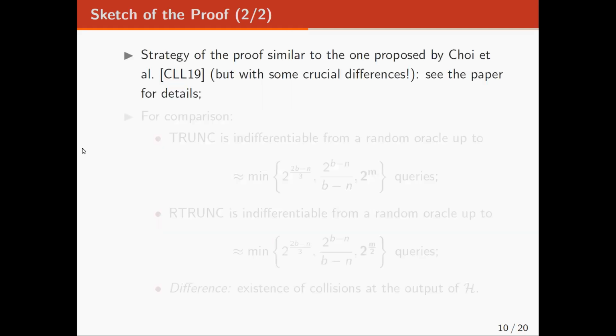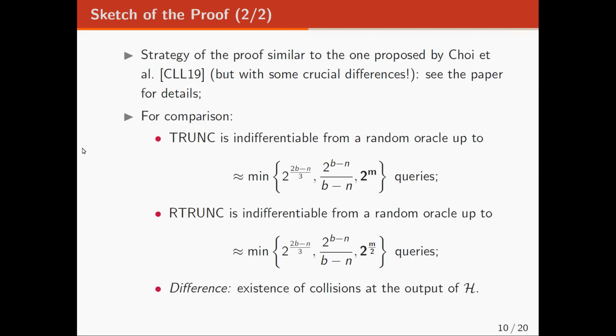So the details are in the paper. As you can imagine, the strategy of the proof is similar to the one proposed by Choi et al. at Asiacrypt 2019, but there are some crucial differences, and if you're interested in them, just have a look at the paper. In particular, the main difference: if we look at the bound that we get from the truncation function and the randomized truncation function, the only difference is in this last term. The reason is that in our case, we can have a collision at the output of the hash function. And so that's the reason for this factor 2.